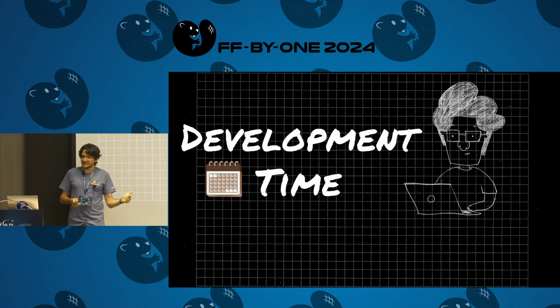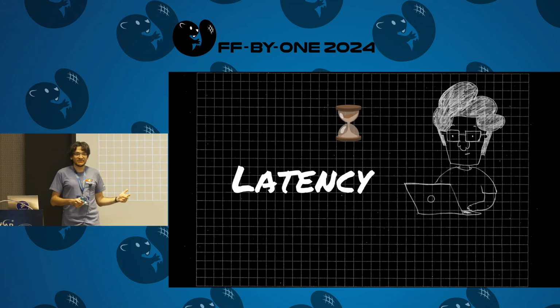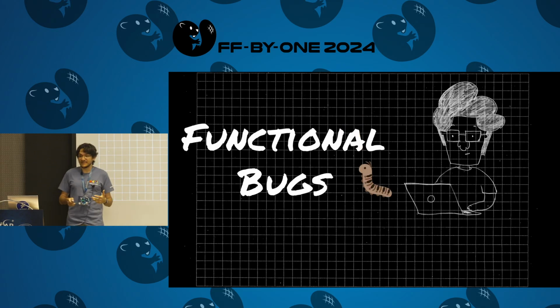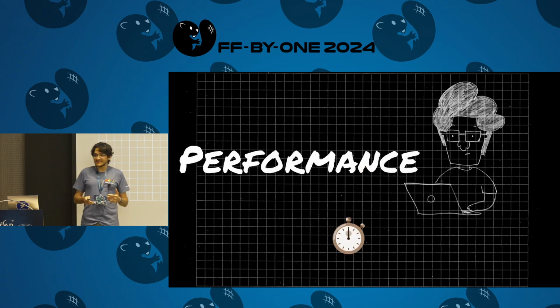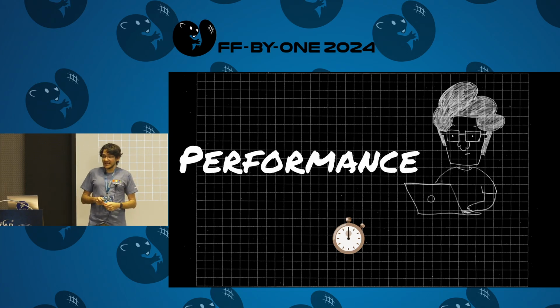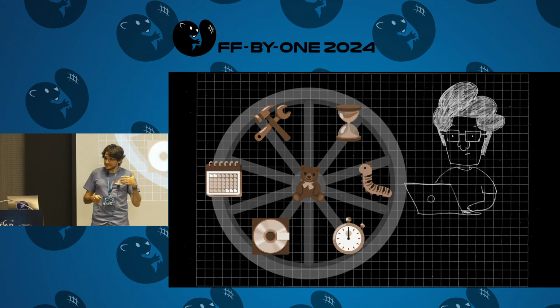Like shipping features in time, it could be development time, it could be the maintenance of the features that they have, it could be the latency of the applications that they run, or functional bugs that are introduced by accident, maybe performance. They want to make sure that the applications that they run look and feel fast and are fast for their users, as well as capacity. Maybe there's not a lot of RAM in the cell phones. Maybe there is not a lot of storage on the database to be able to run this. And generally speaking, all of that is what developers are thinking about all the time.